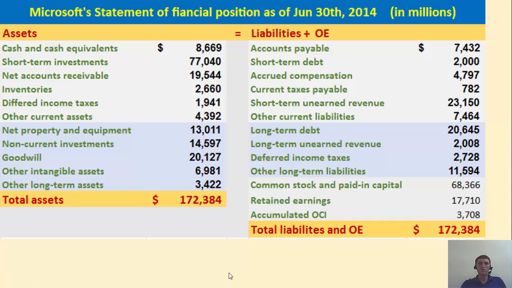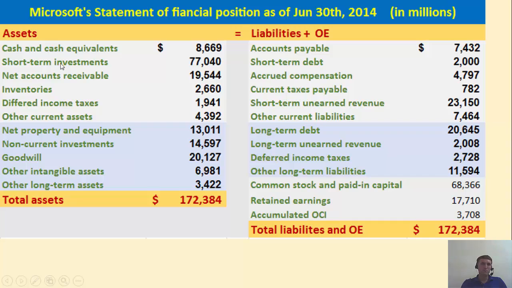Okay, let's look at an actual balance sheet. This is actually Microsoft's balance sheet as of June 30th, 2014, and these numbers are in millions. So this would be 8 billion. Okay, so let's look at Microsoft's assets on that day. Microsoft had cash and cash equivalents of $8,669 million.